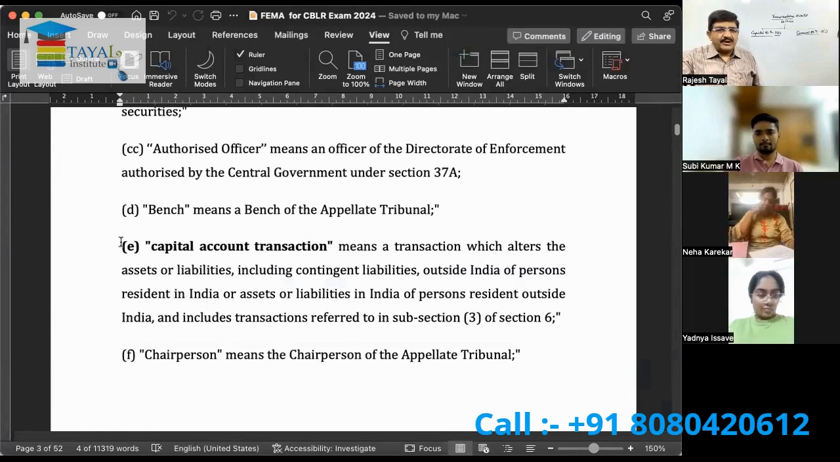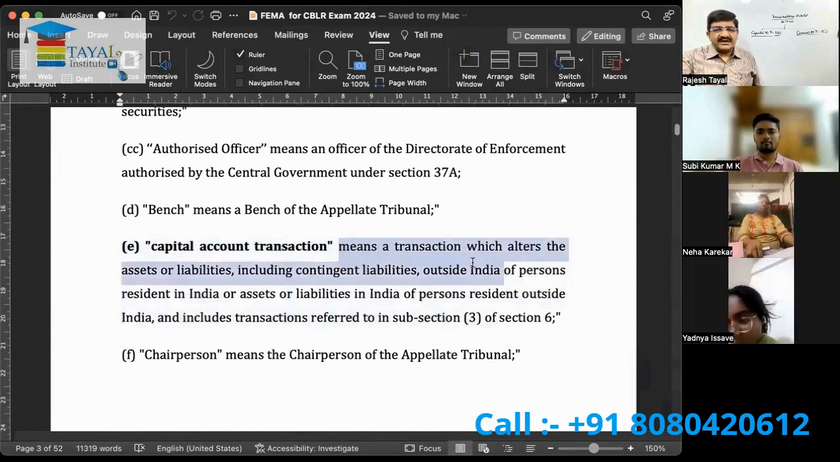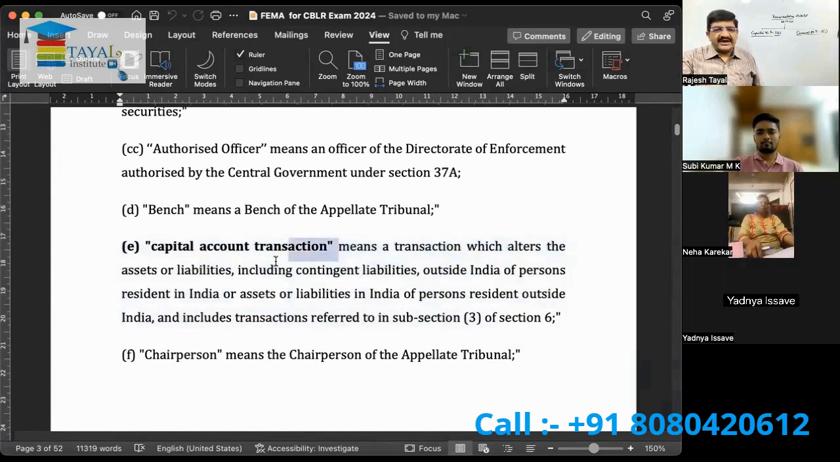A capital account transaction means a transaction which alters the assets or liabilities or both. The words 'or both' are omitted here, but that carries the meaning. Including contingent liabilities outside India of a person resident in India, or assets or liabilities in India of a person resident outside India, and includes a transaction referred to in section 6, subsection 3.